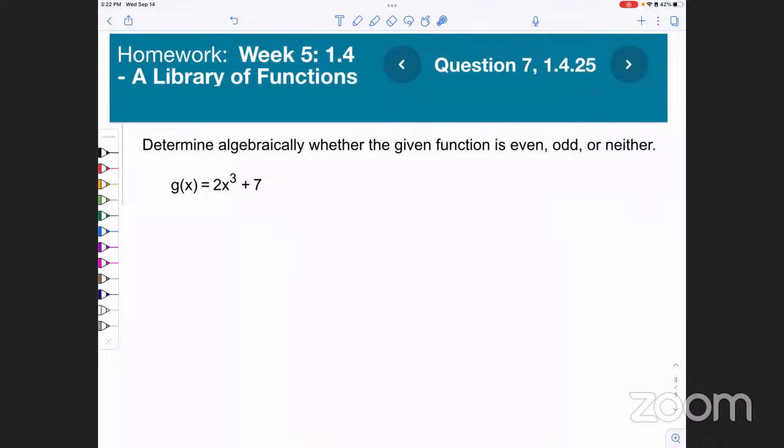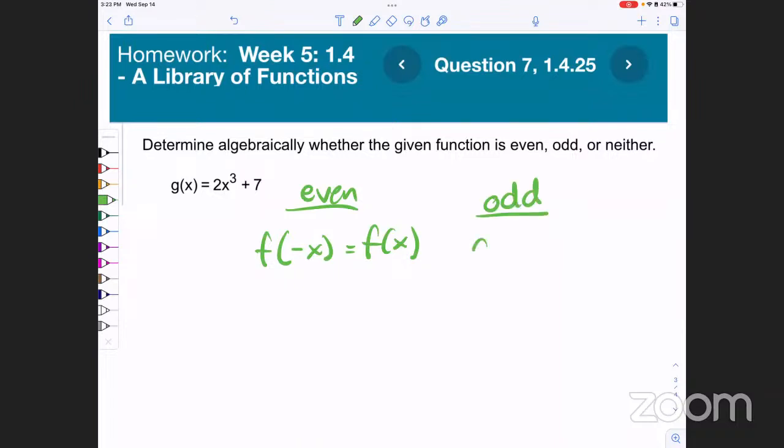All right. So determine algebraically, right? Let's start by pulling a copy of the definitions of what we mean by a function being even or odd. An even function takes the form: when we evaluate f of negative x, we get back the original. If this happens, we say the function is even. A function being odd means when we evaluate f of negative x, we get negative times the original.